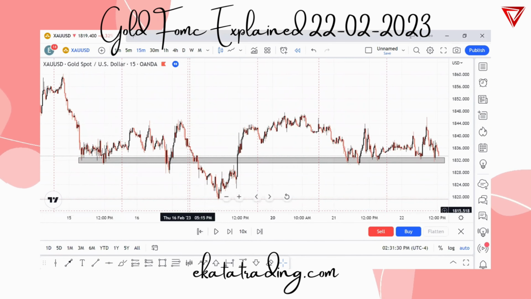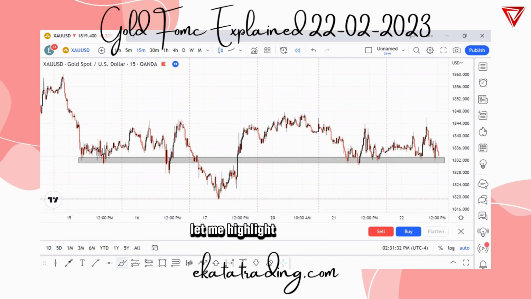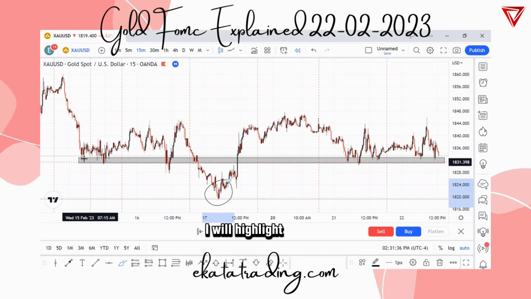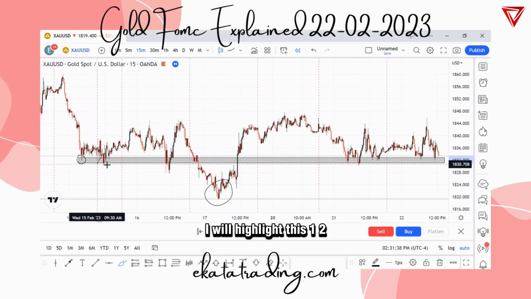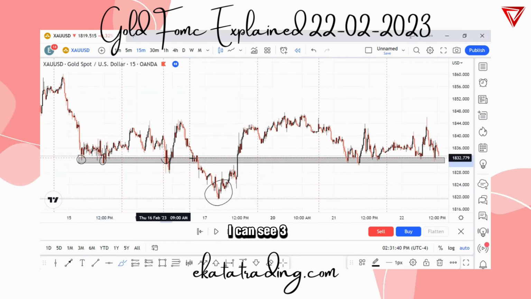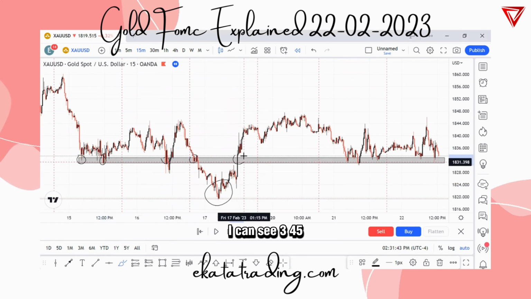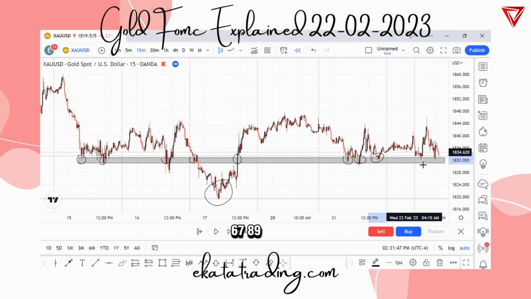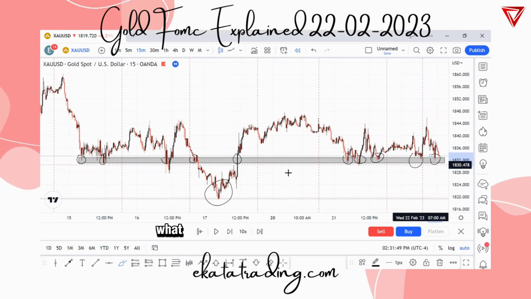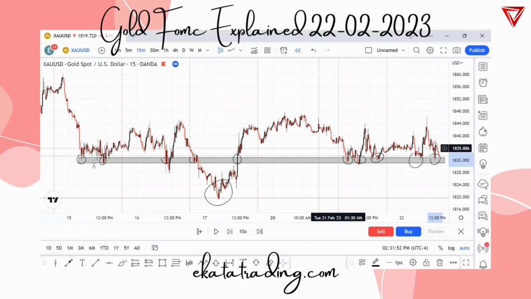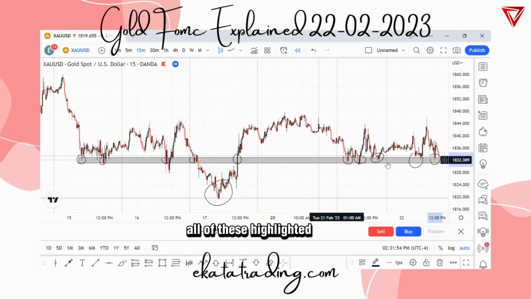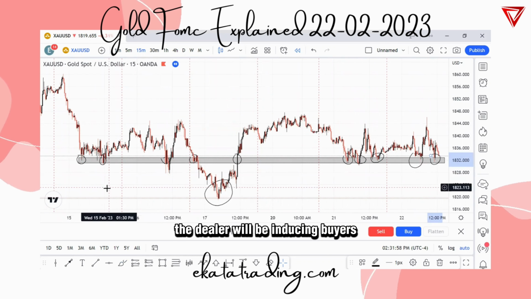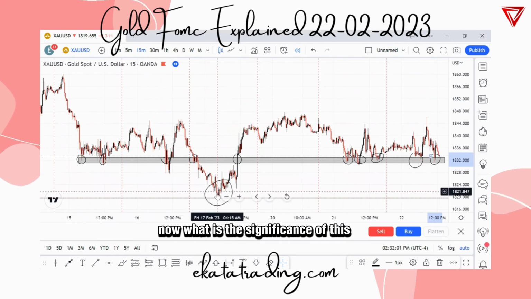This is an area. And then this is an area. So let me highlight these areas. First and foremost, I will highlight here. I will highlight this. 1, 2, I can say 3, 4, 5, 6, 7, 8, 9, and 10. What do these things all have in common? All of these highlighted areas are areas in which I believe the dealer will be inducing buyers.